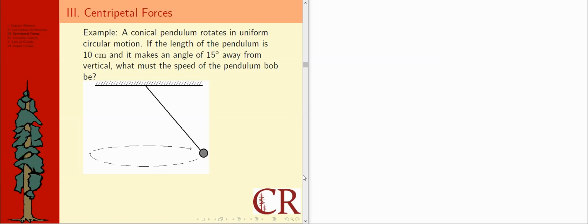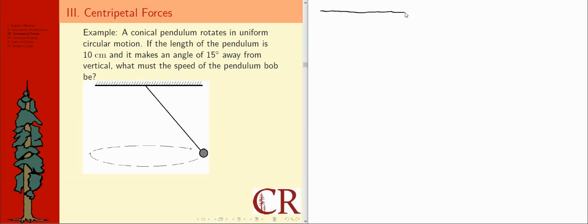A conical pendulum rotates in uniform circular motion. If the length of the pendulum is 10 centimeters and it makes an angle of 15 degrees away from vertical, what must the speed of the pendulum bob be? Now, I'm going to start a little sketch of this here, even though I've got that great picture right there.